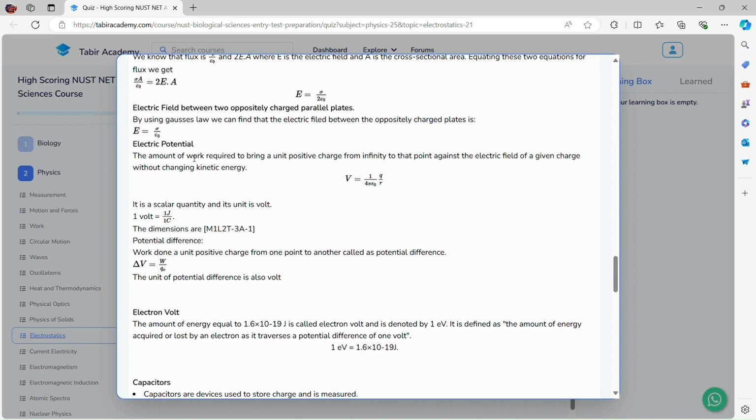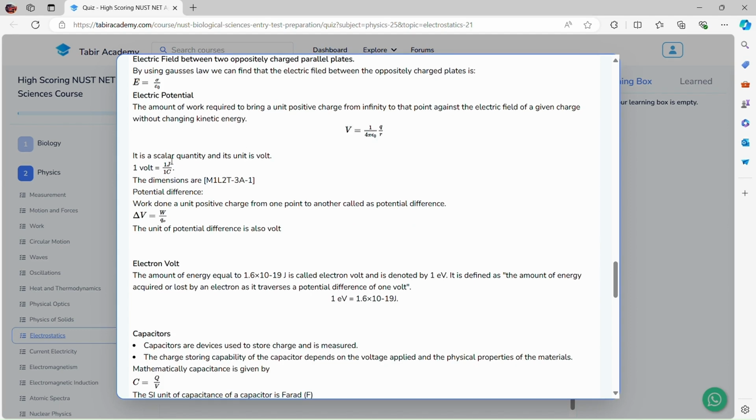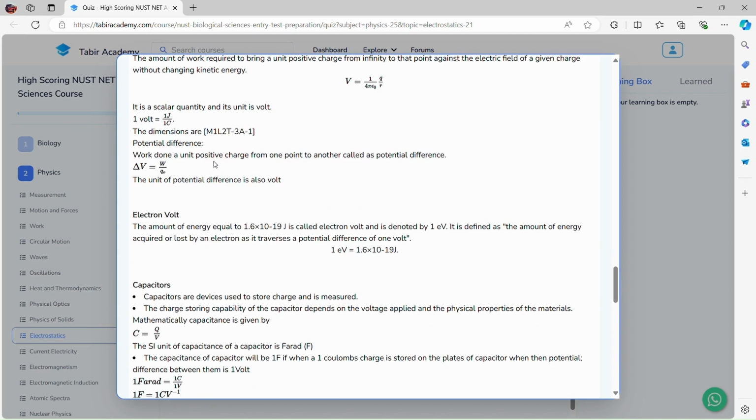Electric potential. The amount of work required to bring a unit positive charge from infinity to that point against the electric field of a given charge without changing kinetic energy. V equals 1 over 4 pi multiplied by permittivity of free space, and this whole multiplied by Q over R. It's a scalar quantity and its unit is volt. 1 volt equals 1 J over 1 C. The dimensions are M1 L2 T-3 A-1.